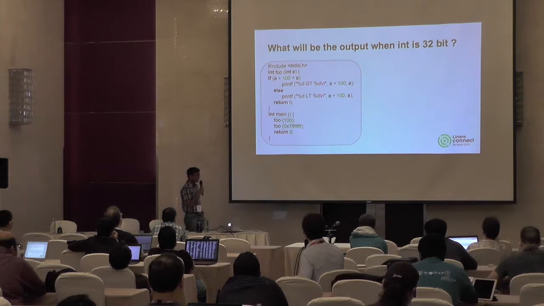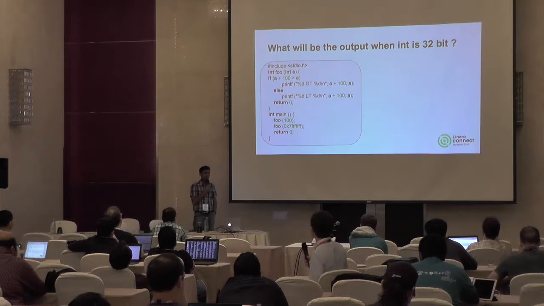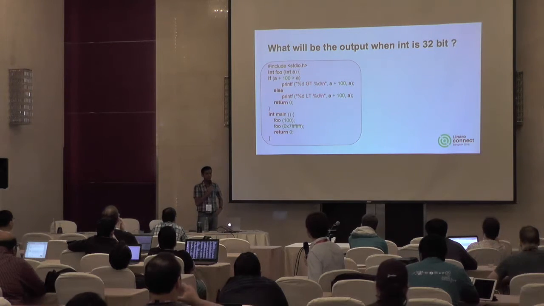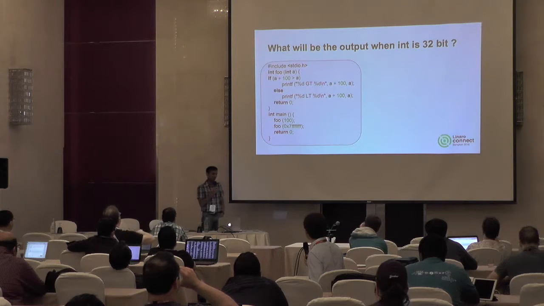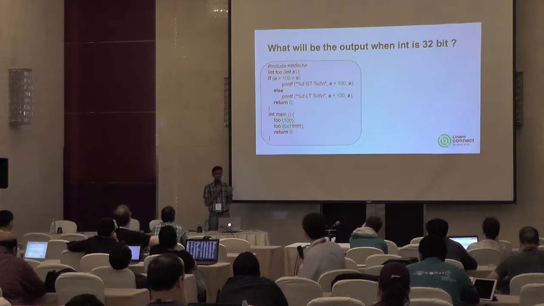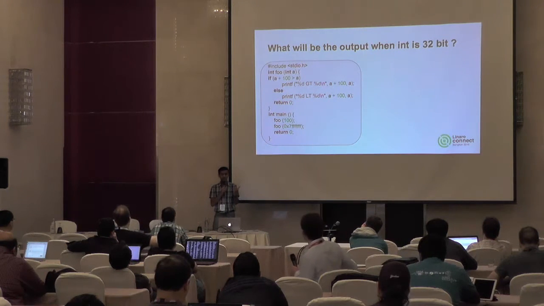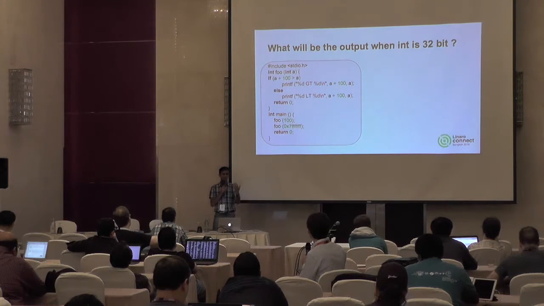Here, we have a function foo, which takes an integer as an argument. It's a very simplified test case. And we are adding the integer constant 100 to it to see whether the value actually overflows. If it overflows, the value is going to be less than a. So basically, a plus 100 greater than a is checking whether the operation overflows.